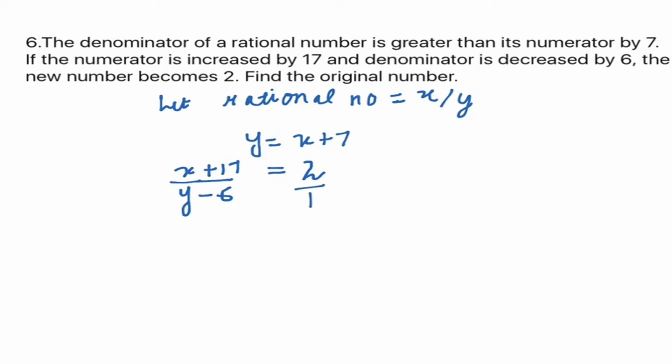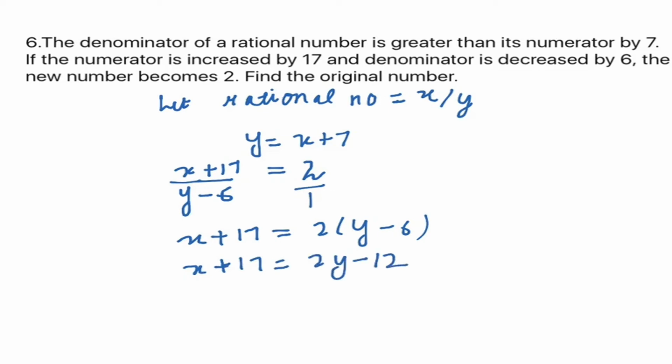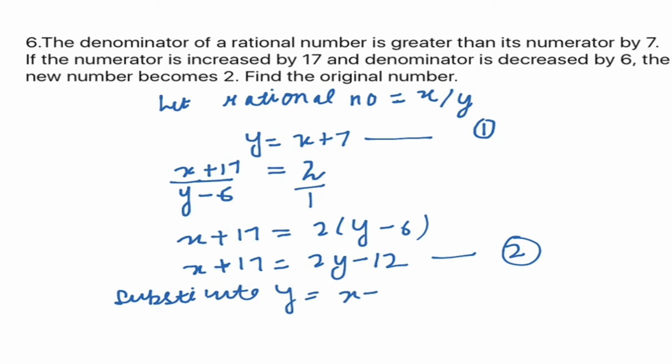Now what we can do, we can cross multiply. So by cross multiply we will get x plus 17 equals to 2 times y minus 6. So it means x plus 17 is equal to 2y minus 12. Now let this equation be first. So from this equation we can put the value of y in this equation. So substitute y equals to x plus 7 from equation 1 to 2. So it means we can replace y by x plus 7.